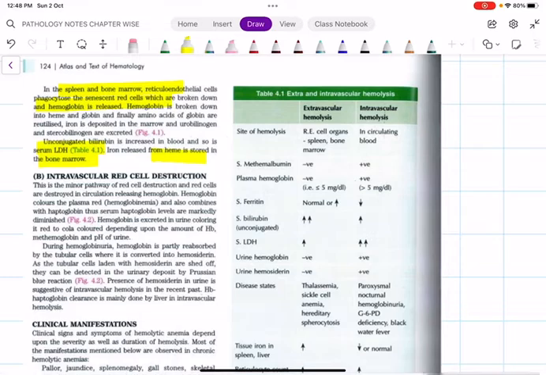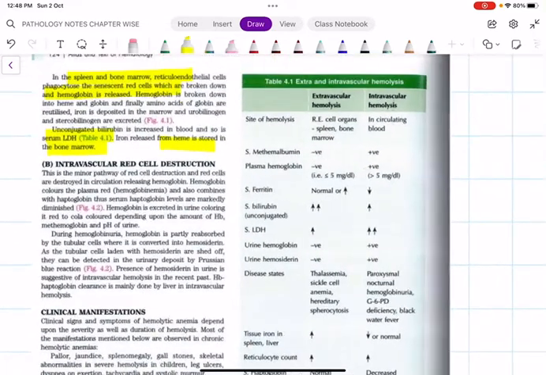What about intravascular red cell destruction? This is actually a minor pathway. If they ask you, out of extravascular and intravascular, what is the major pathway of RBC destruction, your answer should be extravascular hemolysis. The minor pathway is intravascular RBC destruction. Here, the hemoglobin is released from the RBC within the blood vessel itself, and reaches the systemic circulation.